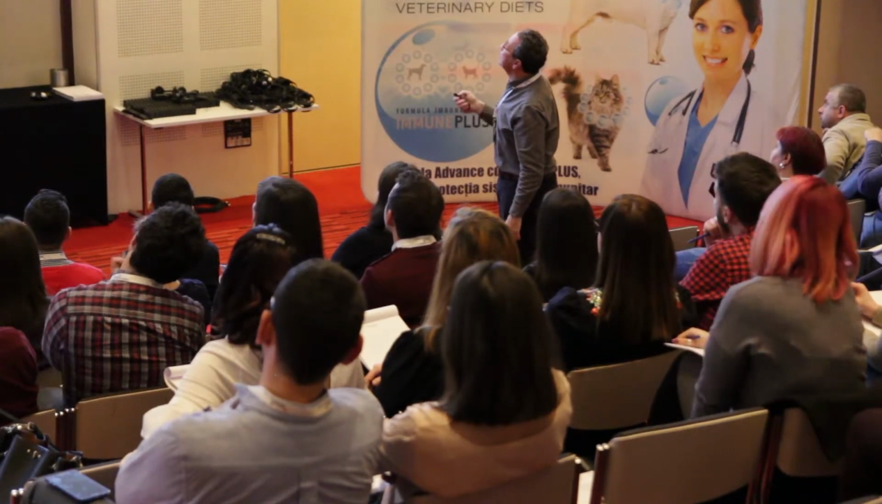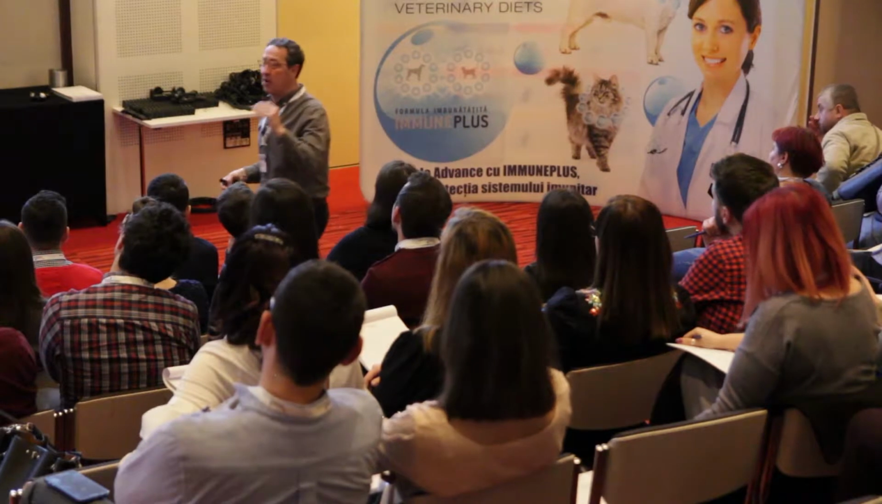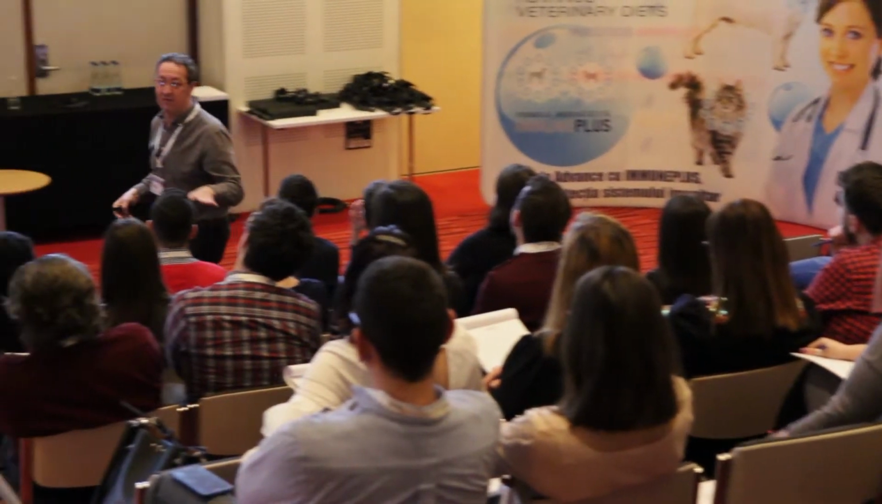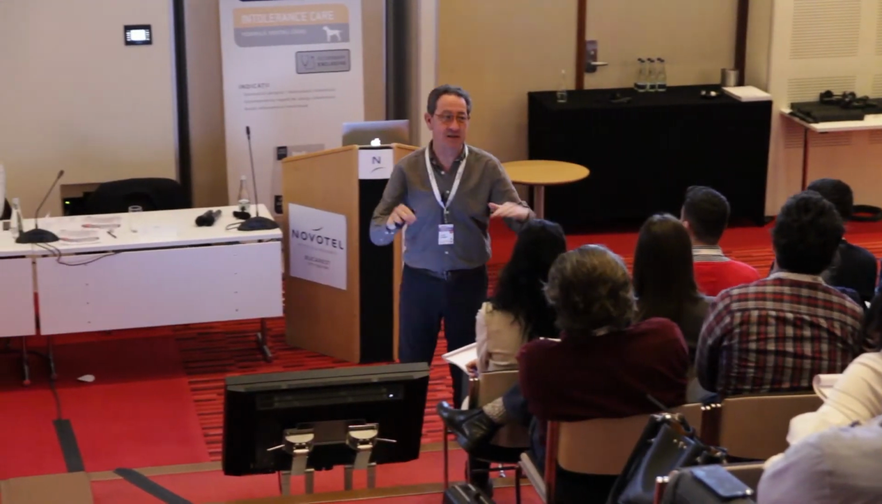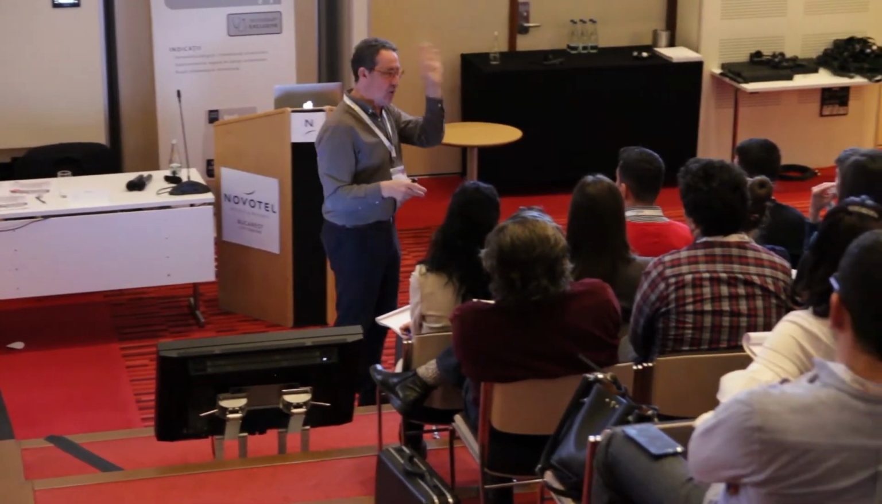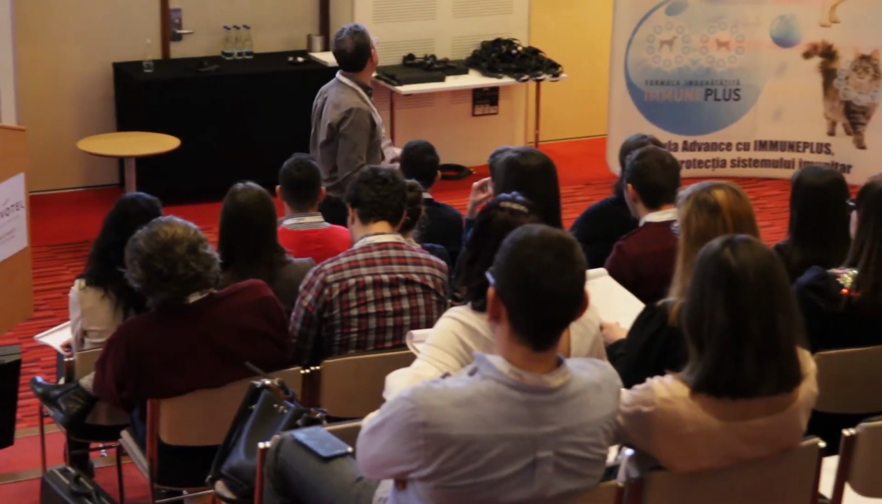Neutrophils 13,000, lymphocytes 1,000. Remember that 1,000 is the lower limit of lymphocytes. I don't want my patients to be below 1,000 lymphocytes. More or less, this is a rule that you have to keep in mind. If you are below 1,000, you start to be lymphopenic.